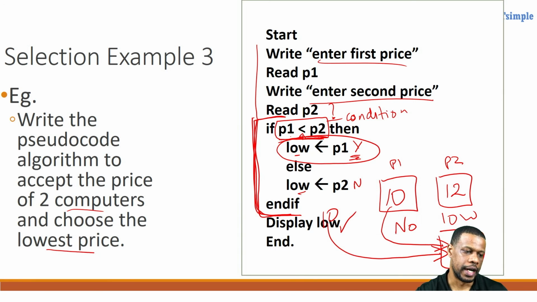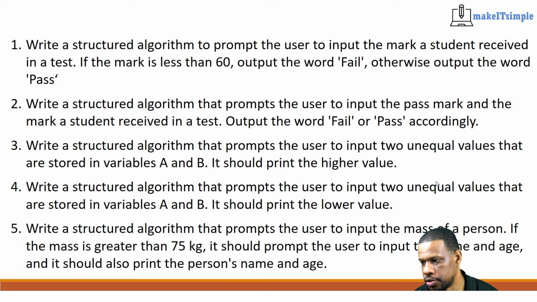Alright, so those are two examples of a selection control structure. We're going to select between two possible options. So I'm going to do two starter questions, just for you all to understand.